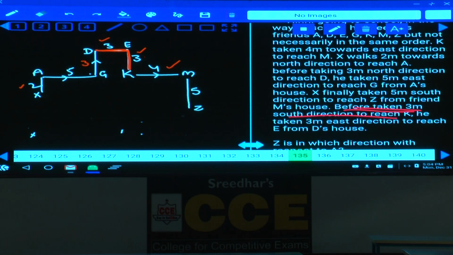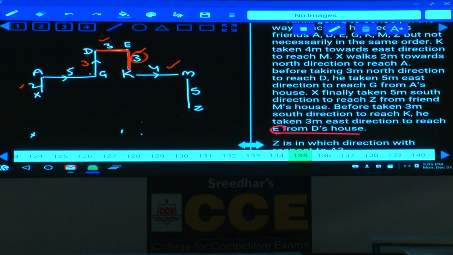Before taking 3 meters south direction to reach K, he has taken 3 meters east direction to reach E from D's house. That's why we are asking you to take it in reverse. From D's house, to reach point E, he has taken 3 meters east.